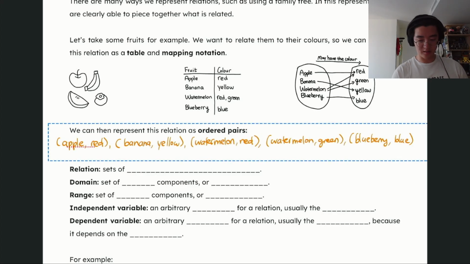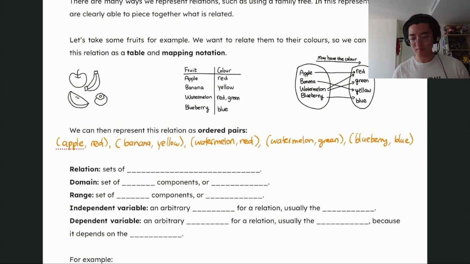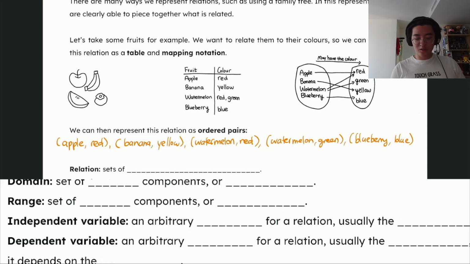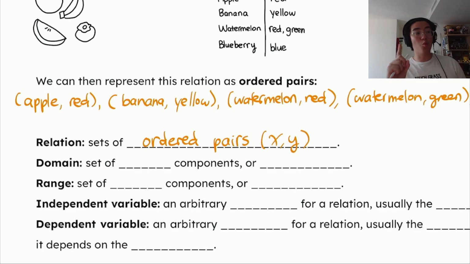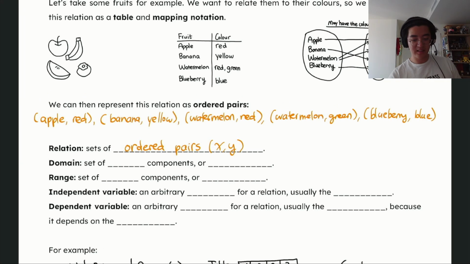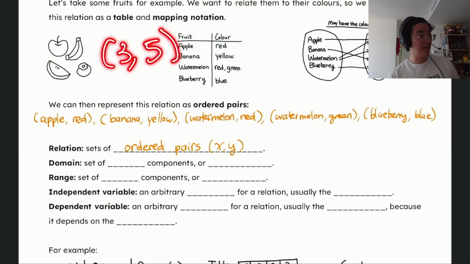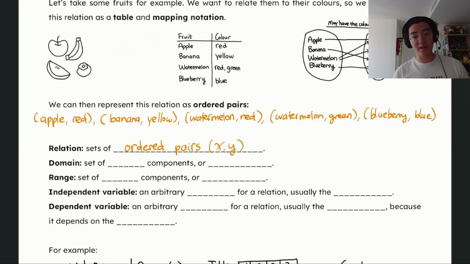Cool, let me scooch this over here. So we can represent any relation we want with tables, mapping notations, ordered pairs, and there's a bunch of other things we can use as well. Which means that a relation is literally just a set of ordered pairs. Even one ordered pair counts as a relation. If you get something like 3 comma 5, that means 3 relates to the 5. Ordered pairs denote relations.